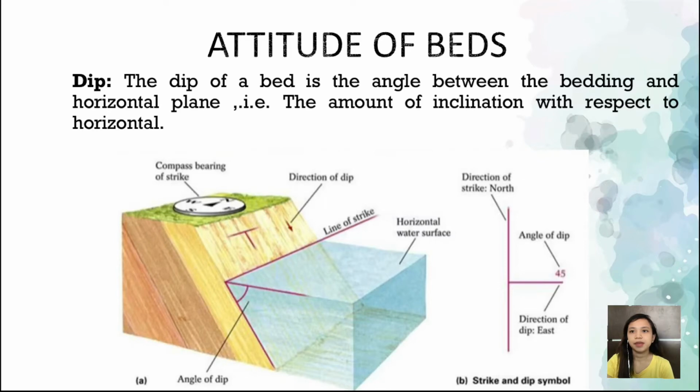Dip. The dip of a bed is the angle between the bedding and horizontal plane. It is the amount of inclination with respect to horizontal. Dip is the angle at which a planar feature is inclined to the horizontal plane. It is measured in a vertical plane perpendicular to the strike of the feature.